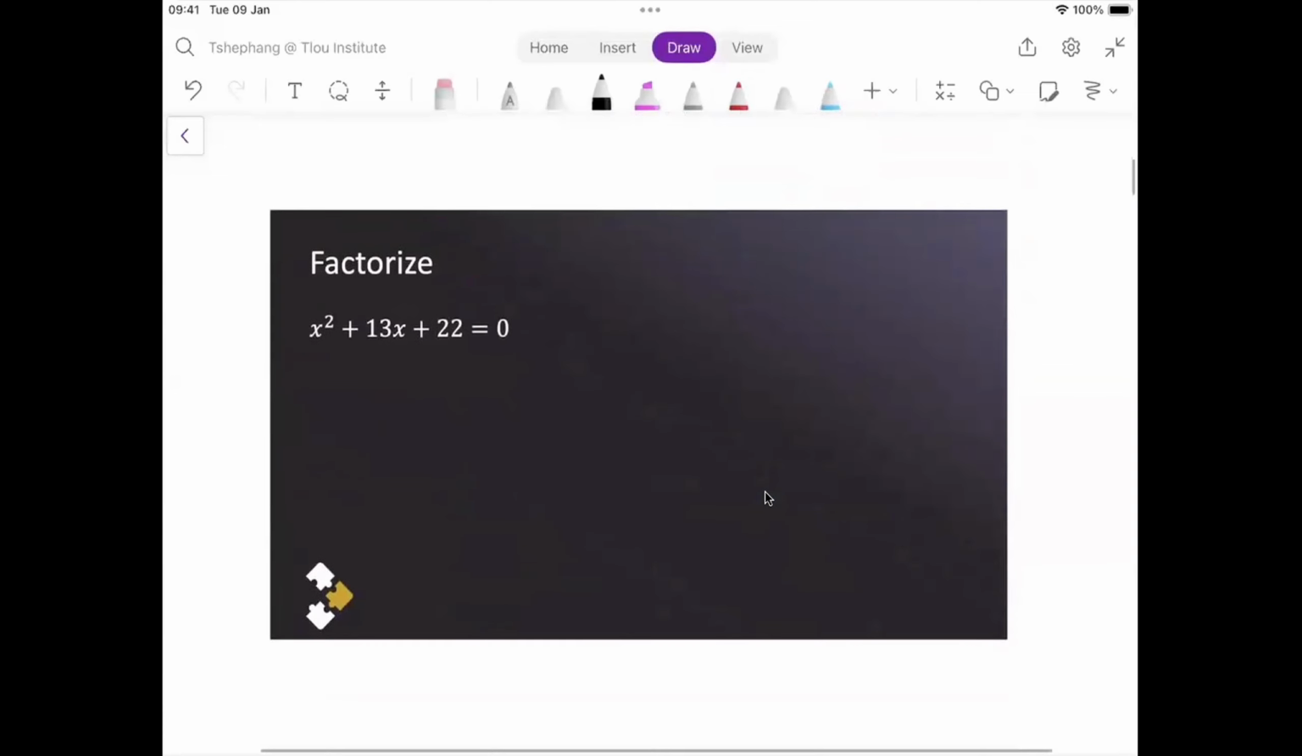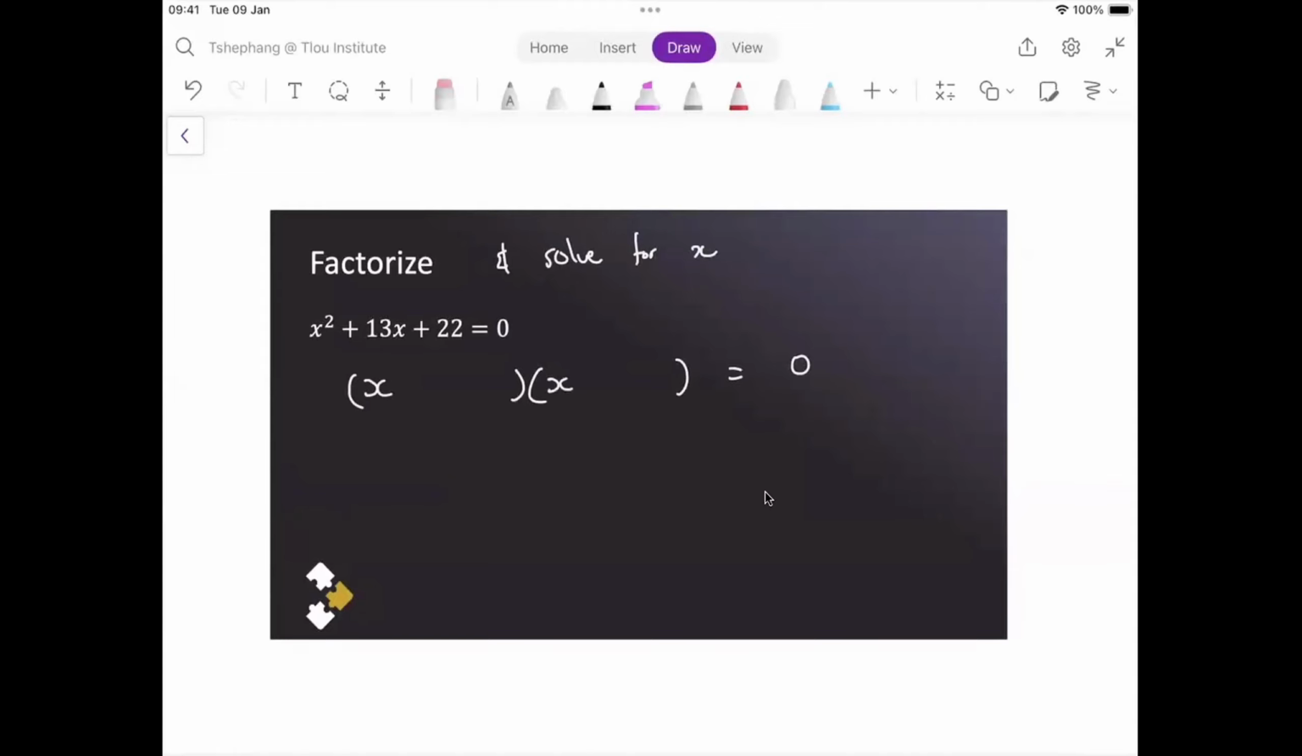Now let's start with factorizing. Here it says, factorize x squared plus 13x plus 22, which is equal to 0. So I want us to factorize and solve for x. That should be quite easy. We know we're going to have 2 brackets that are equal to 0. Now, we're going to have x and x, because if we multiply x by itself, we are going to get x squared.